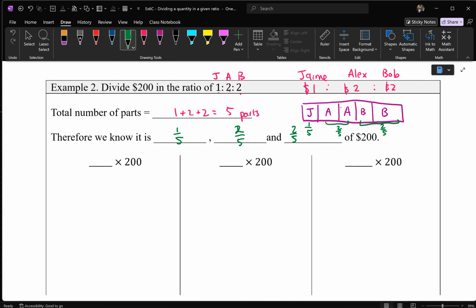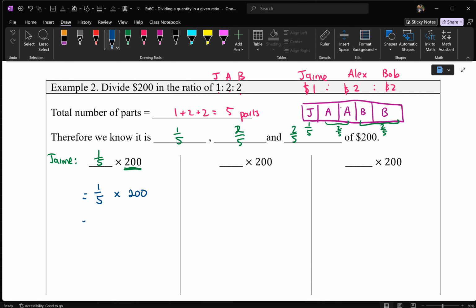So that means if you want to work out how much Jamie will actually get out of that prize of $200, that's the total amount, right? Out of that $200, Jamie only deserves 1/5 of it because he only contributed 1/5 of the total for the ticket, right? So if we were to calculate this now, we can then say, all right, well, it's 1/5 times 200.